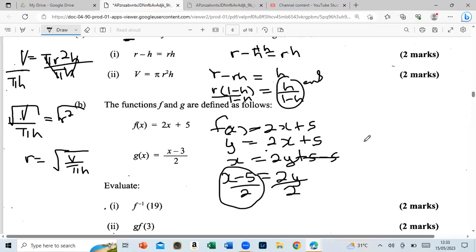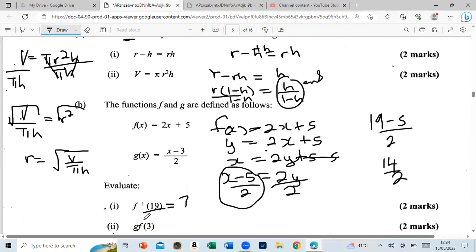Alright. So now we're supposed to put 19 in the function because that is what they told us. So anywhere we see x, we replace it with 19. So 19 minus 5, that's 14 over 2. So this works out to 7.